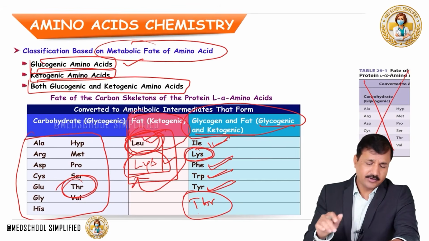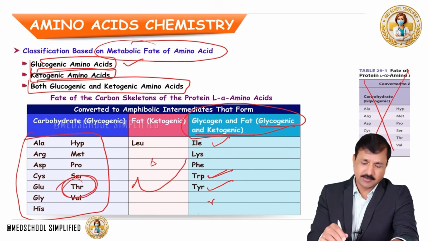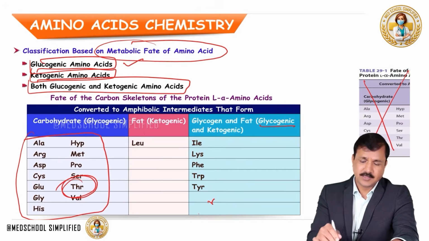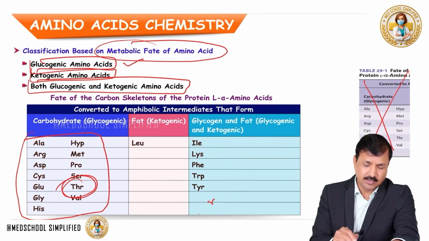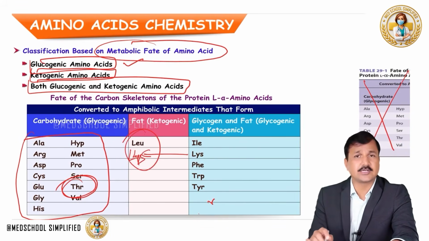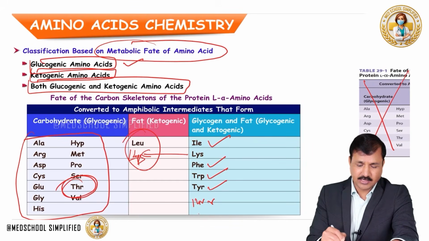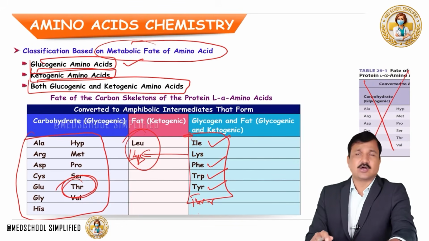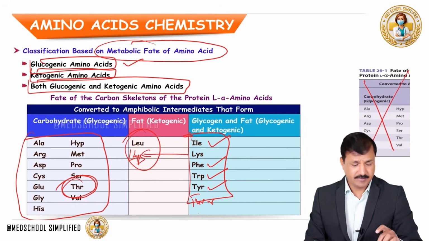So how do you remember glycogenic amino acids now? Once you know the ketogenic amino acids and the both glucogenic and ketogenic amino acids, you don't need to worry about remembering glycogenic amino acids. What are the ketogenic? Leucine and lysine, both are ketogenic amino acids. And both glucogenic and ketogenic are isoleucine, phenylalanine, tryptophan, tyrosine and threonine. Once you remember them, all other amino acids are glucogenic. That's how you can remember.